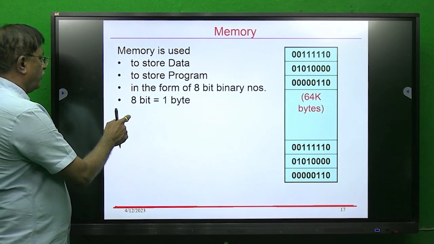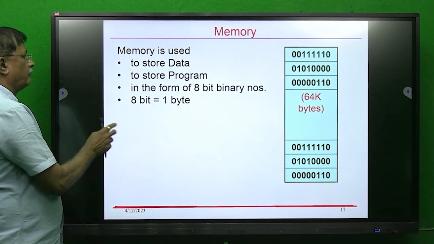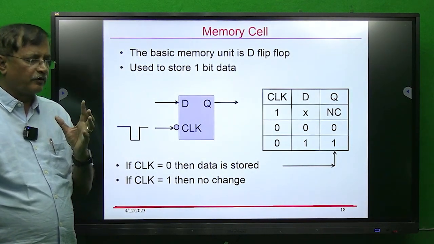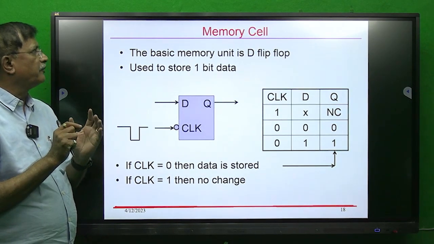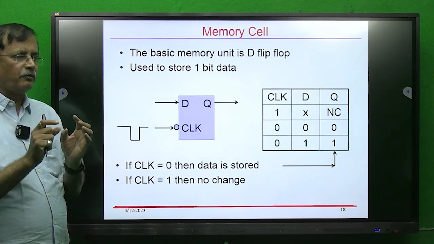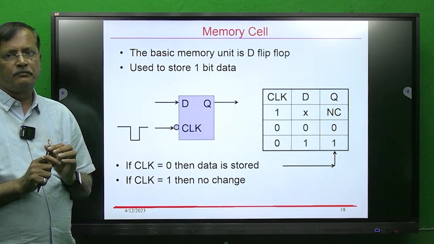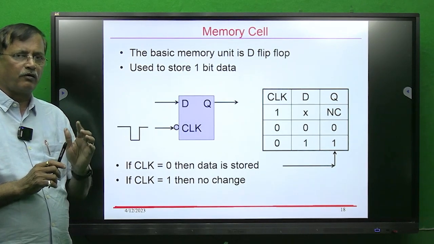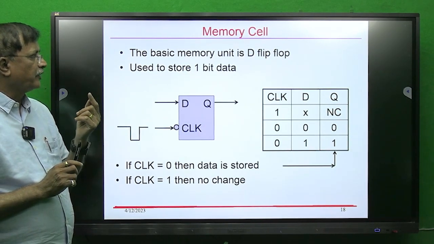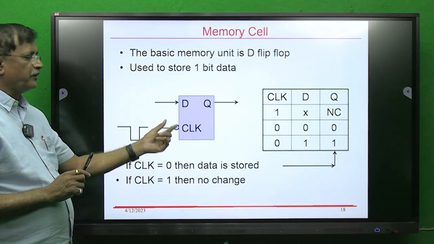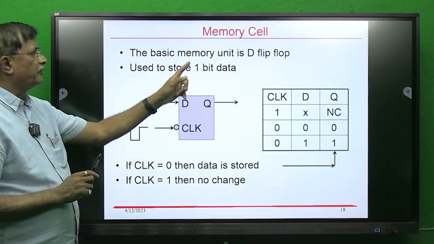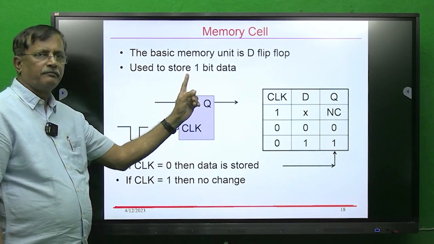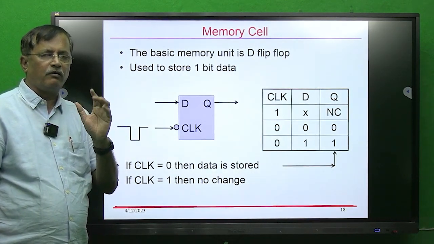Okay, so we'll see how this memory is built. What is the main constituent of that memory? The memory is for the purpose of storing ones and zeros. An 8-bit number you can store, but each is a binary bit, 0 or 1. To store 1 bit you need one flip-flop. The basic element of memory is a D flip-flop, data flip-flop. In this flip-flop you can store 1 bit of data. 1 bit of data means either 0 or 1.